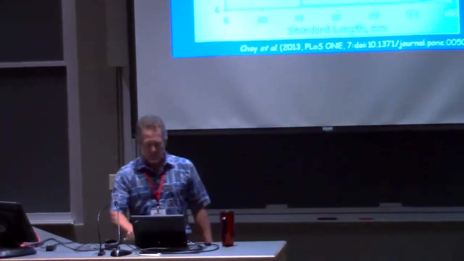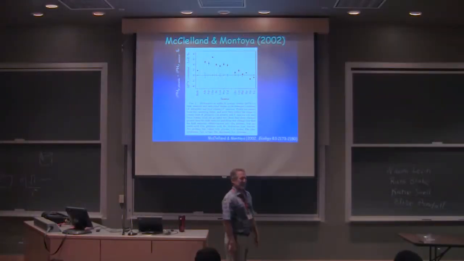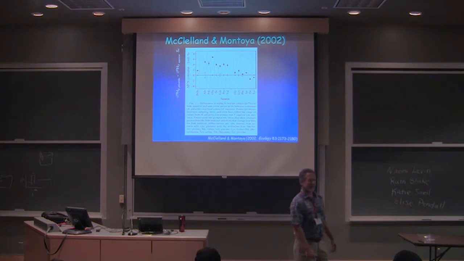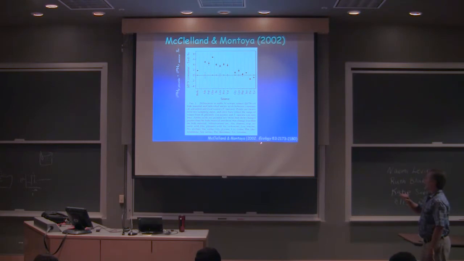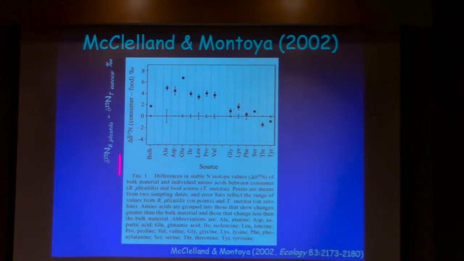Well, one way in which we can do this is to measure the nitrogen isotopic composition of individual amino acids. And this is a really nice paper published now over a decade ago by Jim McClelland and Joe Montoya. What they did is they simply looked at the difference between a grazer and its algal source. This grazer was fed in culture a monoculture of algae, so the isotopic composition of both of these was measured.